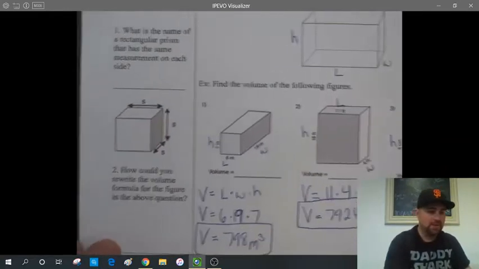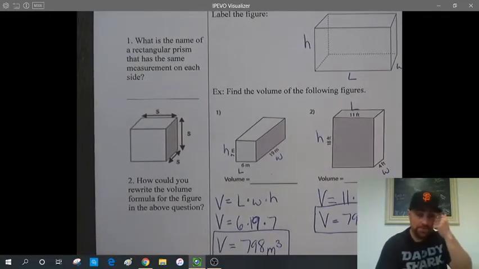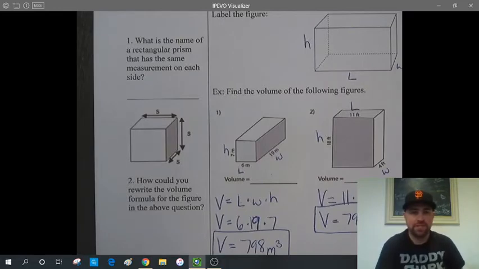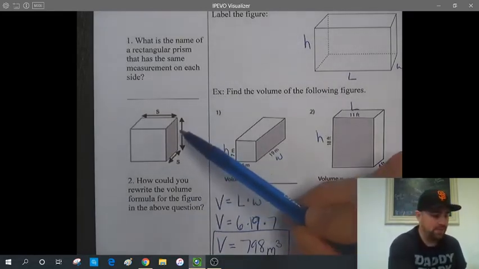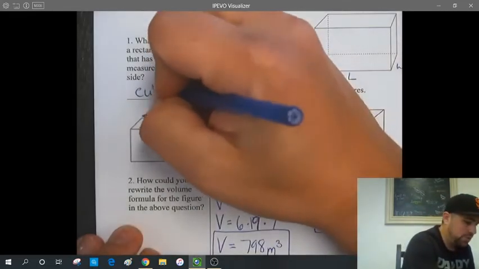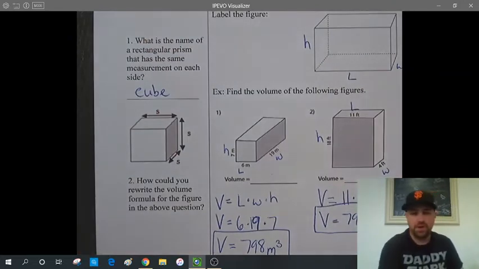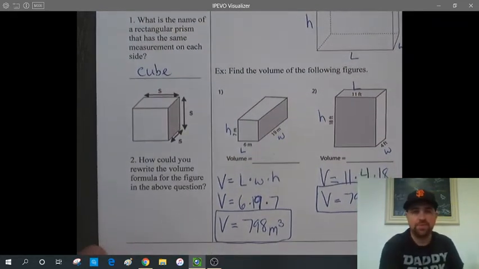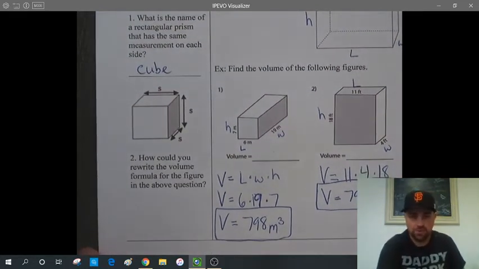Okay, sliding over to be able to answer our column question here. Number 1, what is the name of a rectangular prism that has the same measurement on each side? There's a diagram of it right here. So if the length, the width, and the height are all the same across there, again, we should recognize this figure from when we were talking about surface area for rectangular prisms, but that would be a cube.